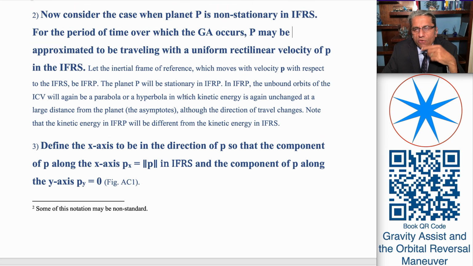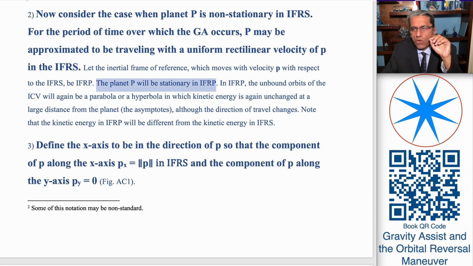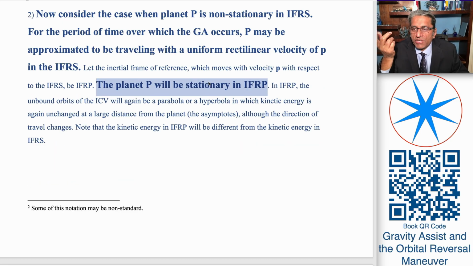The planet, of course, is in an orbit around the Sun, but for the purposes of gravity assist, you can just assume that it has uniform rectilinear motion in the solar frame of reference, which is referred to as IFRS. In that case, you can define a new inertial frame of reference in which the planet is stationary. I'm going to call that inertial frame of reference IFRP. P is for planet, S was for solar.